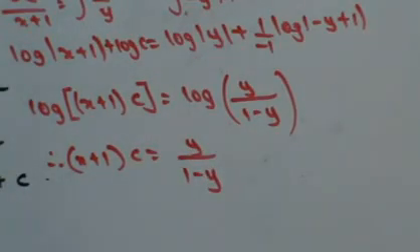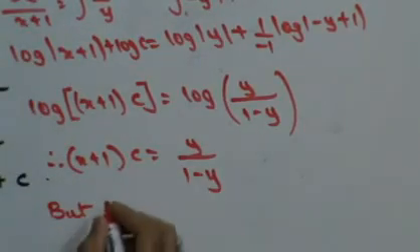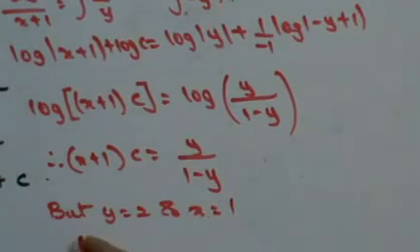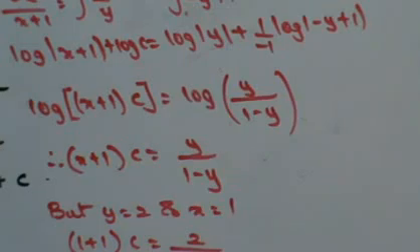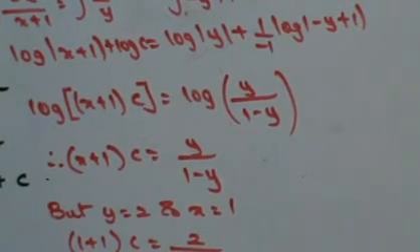Once you have the differential equation's solution, they've asked you to find out the particular solution, and they've given you that y is equal to 2 and x is equal to 1. So in that case I can say (1 + 1) into c is 2 upon (1 - 2). 2c is 2 upon minus 1. 2 and 2 get cancelled, c is minus 1. So therefore your particular solution will be minus (x + 1) is y upon (1 - y), the particular solution.